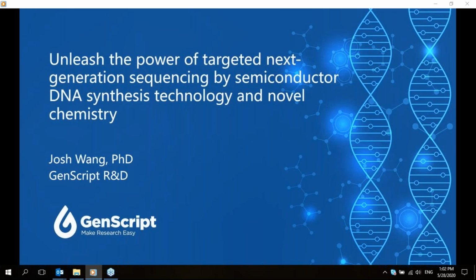It is my pleasure today to speak about GenScript Next Generation Sequencing Services and our core technologies. The title of my presentation today is Unleash the Power of Target Next Generation Sequencing by Semiconductor DNA Synthesis Technology and Novel Chemistry.